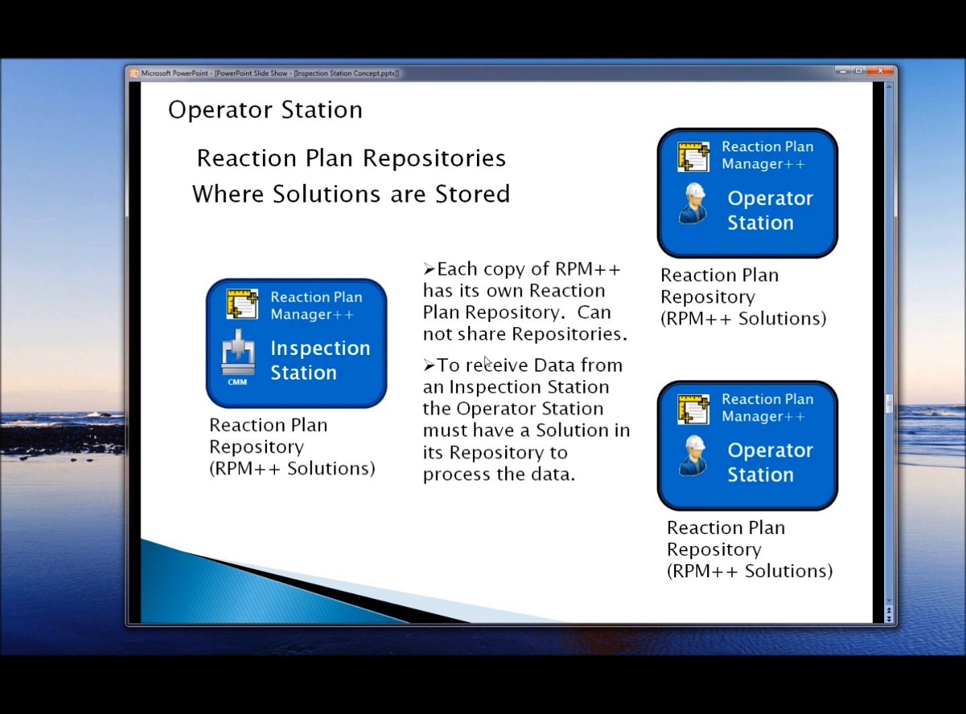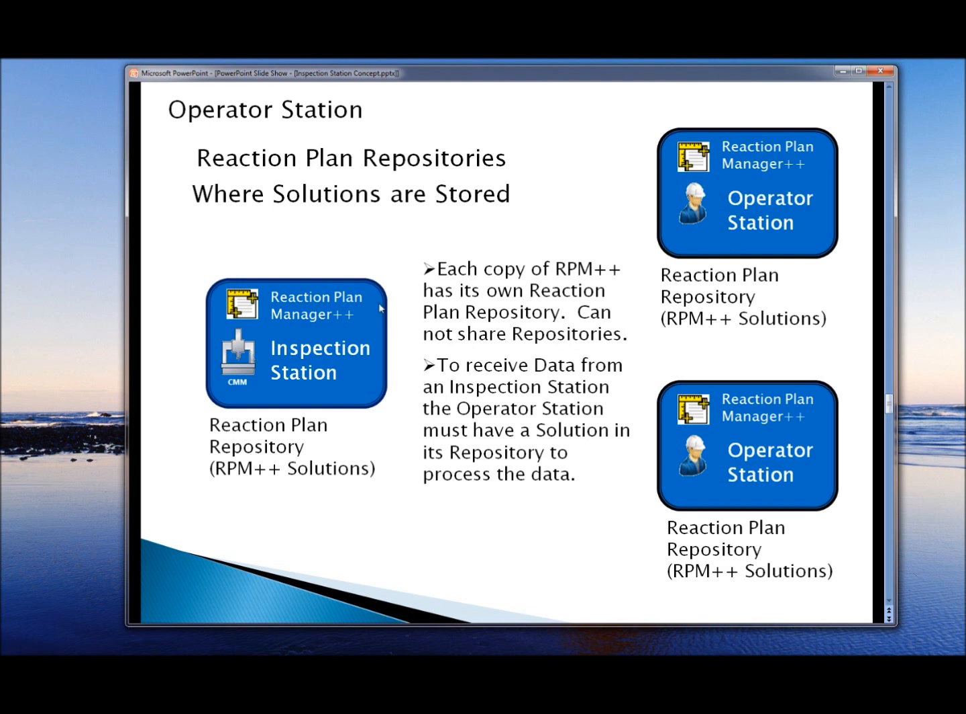So let's say we're measuring a part called widget in the inspection station. If I want to send the data from this inspection station to this operator station, I have to have a corresponding solution in the operator station called widget. Otherwise, it won't process the data.